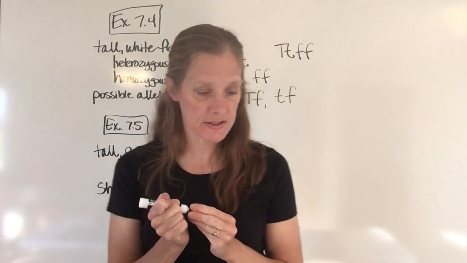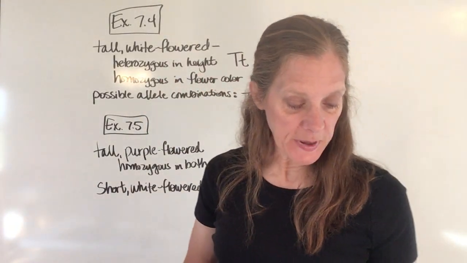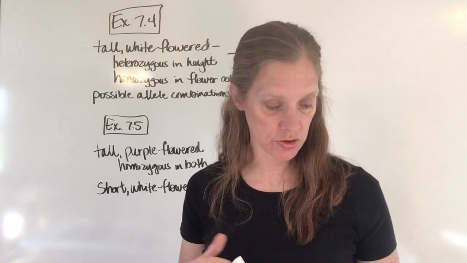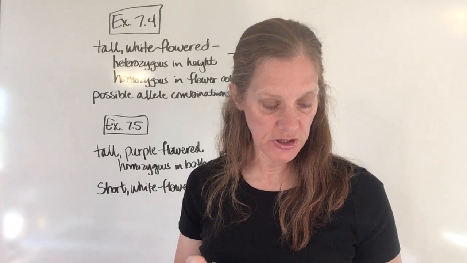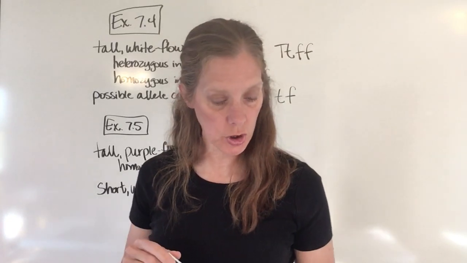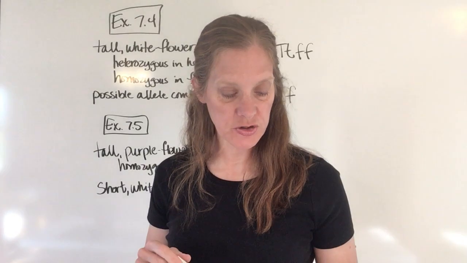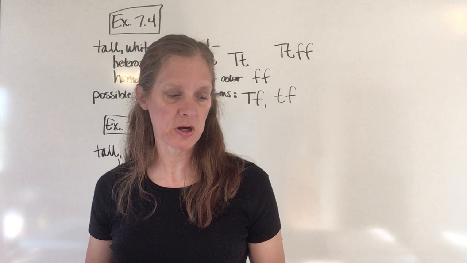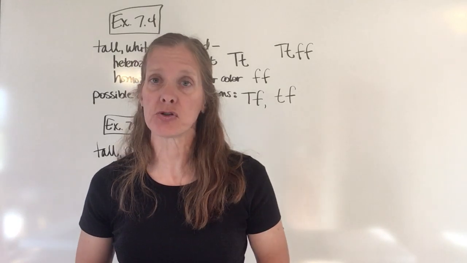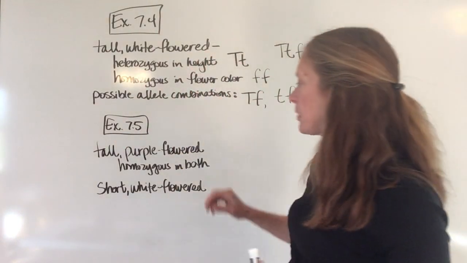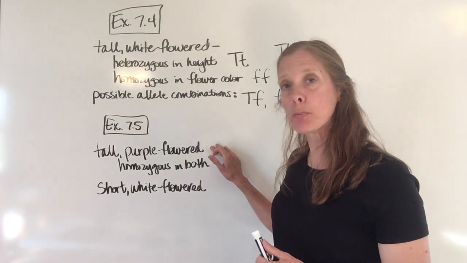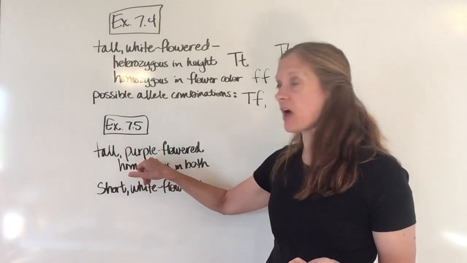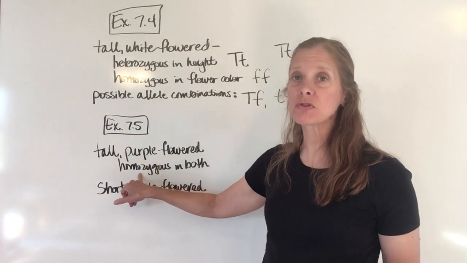All right, so now let's look at example 7.5. A pea plant that is tall and purple flowered is homozygous in both corresponding genotypes. What are the possible genotypes and phenotypes along with their percentage chances for occurring when this pea plant is crossed with a short white-flowered pea plant? Okay, so a lot of words, a lot of information there, so let's break this down a little bit. Let's take the first pea plant first. The first pea plant is tall and purple flowered. Now, if you recall, tallness is dominant, purple flowers are dominant, and it says it's homozygous in both.